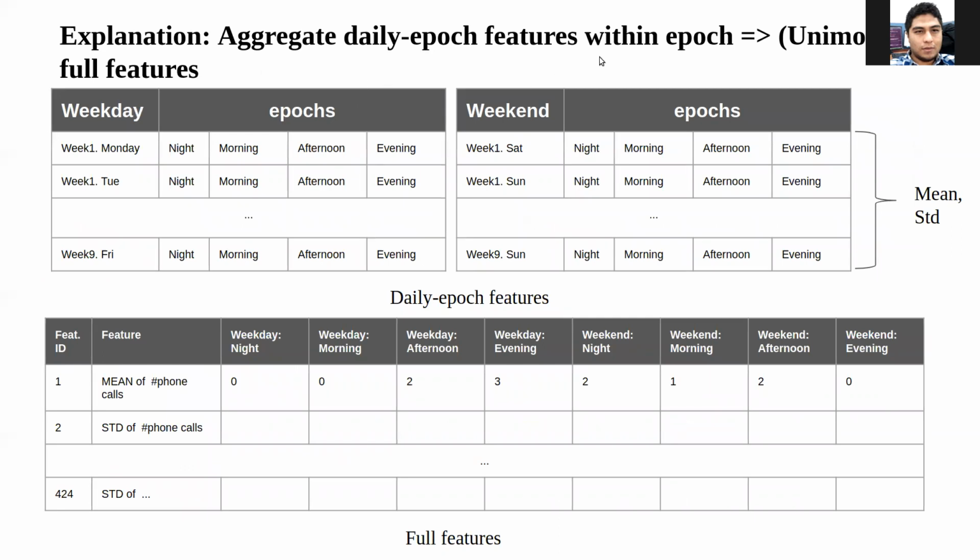And from the daily epoch features, the full features are obtained. Let's say we have maybe 100 days, we are not sure, and those days are aggregated using mean and standard deviation. So if we had in total 212 features, now we have 424 features because each feature has both mean and standard deviation. We got rid of the day axis because we used aggregation, and now for each feature we have the 8 epochs.